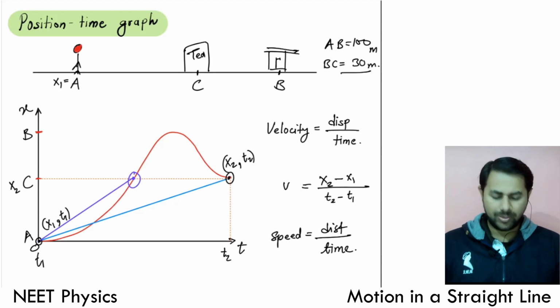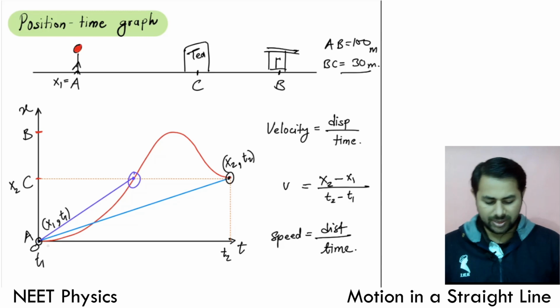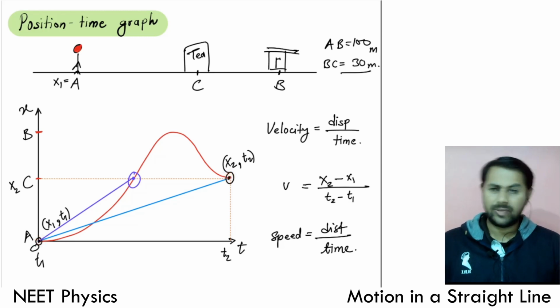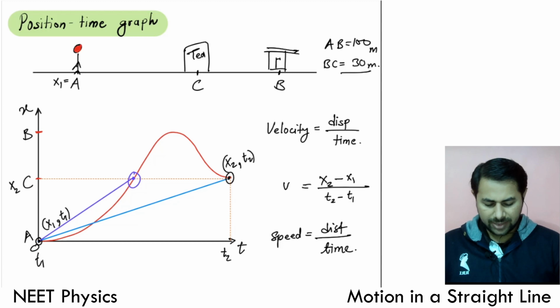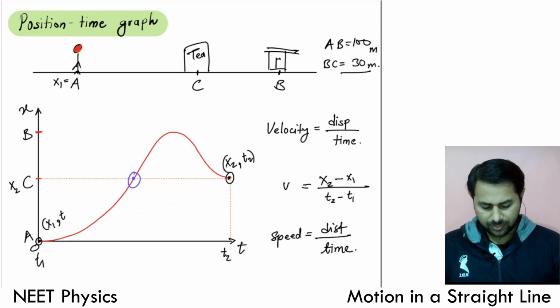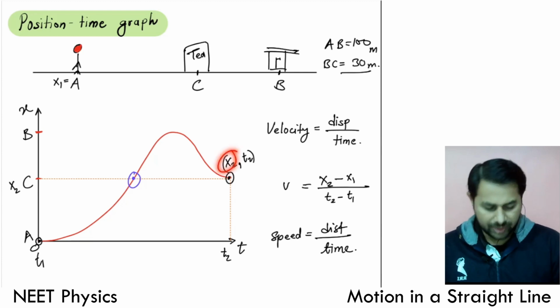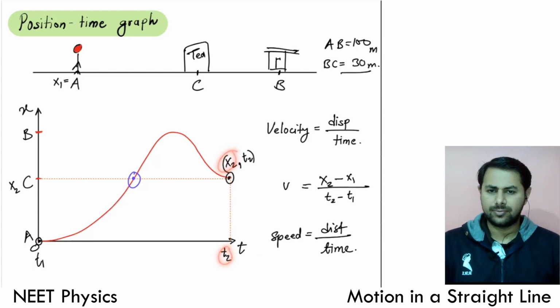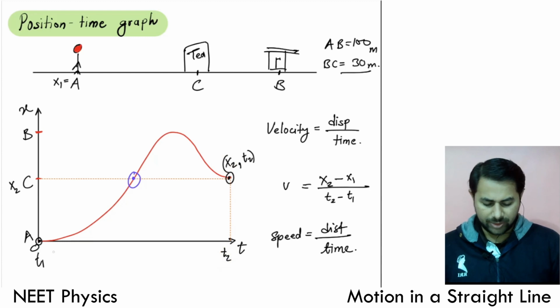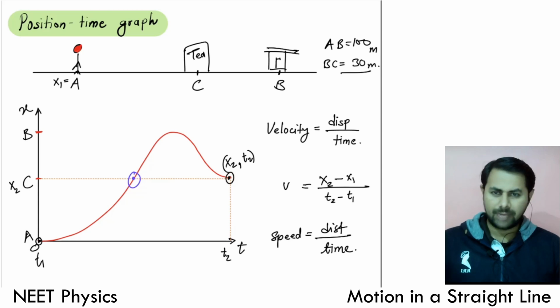Now what kind of information do we get from this graph? First of all, we can find out the average velocity between the start point and end point. What would be the average velocity? At the start point, my position was 0, time was 0, and this is the end point, which is point C. Then my position is suppose x2 and time is t2. At the start point you can say position is x1, time is t1, and at the end point position is x2, time is t2.